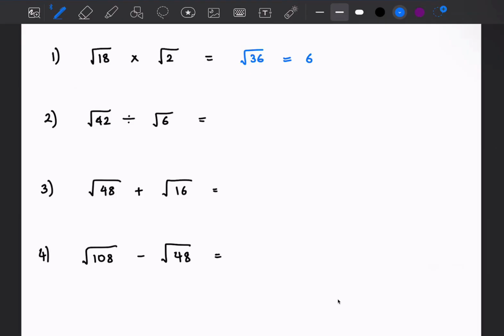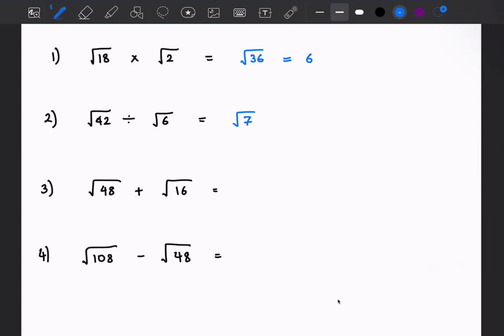Then when it comes to dividing, we do the same thing again. It doesn't matter if there's a surd there, you do normal division. So you're going to do 42 divided by 6, and that gives us 7. So it'll just be root 7 here. So root 42 divided by root 6 is root 7. Simple as that. Now when it comes to addition and subtraction, things get a little bit more complicated.